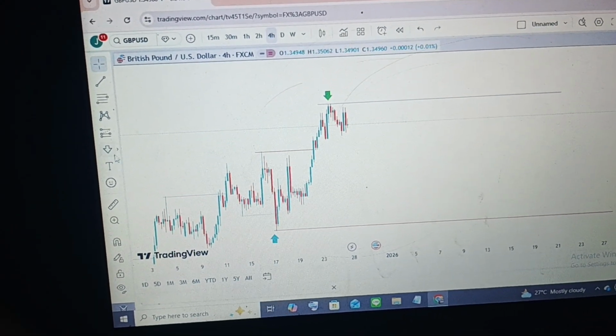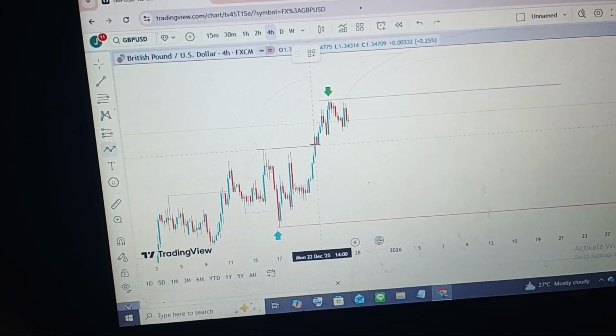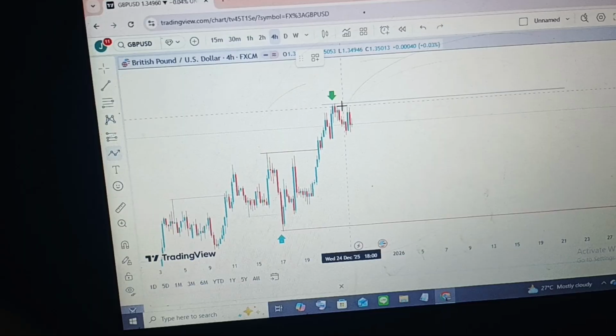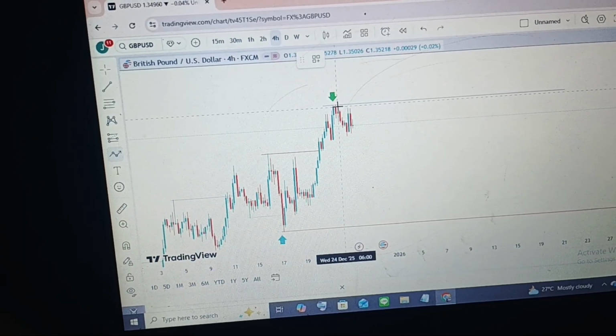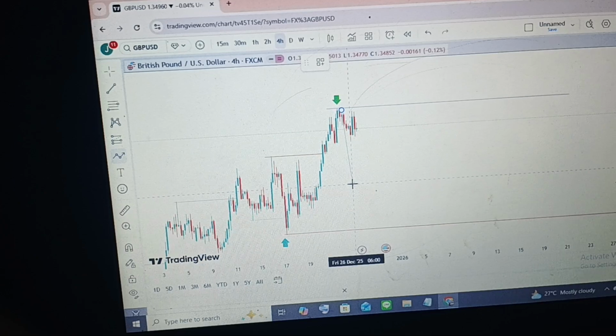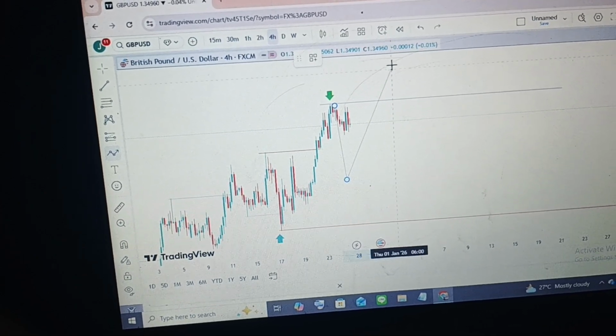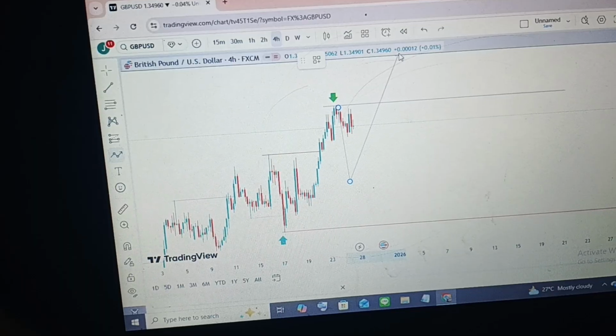Hold on, what I'm trying to explain here is, now we have broken structure here. The next thing we expect, since the market will never move linearly, is that after the market breaks structure, we expect it to push back here and up again.